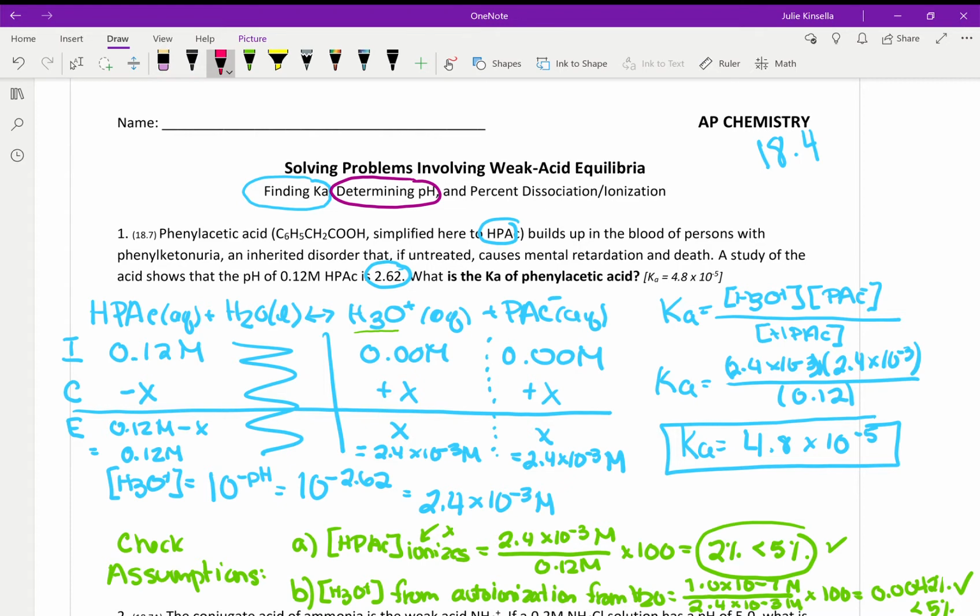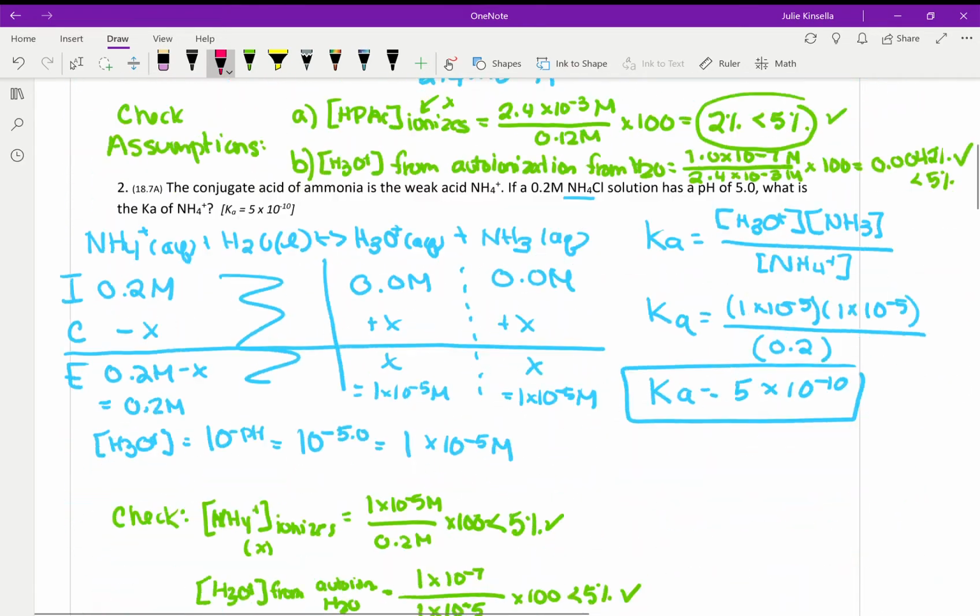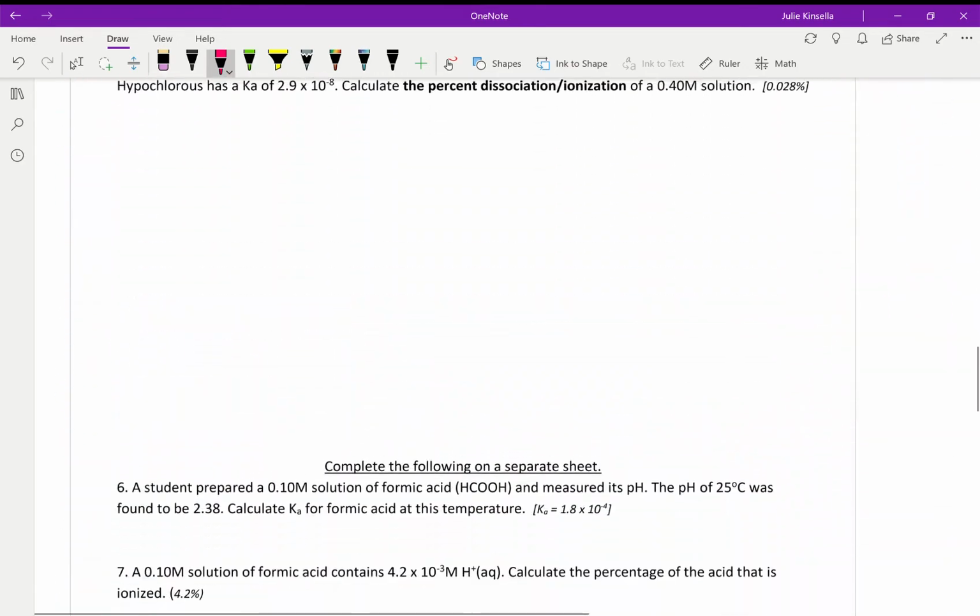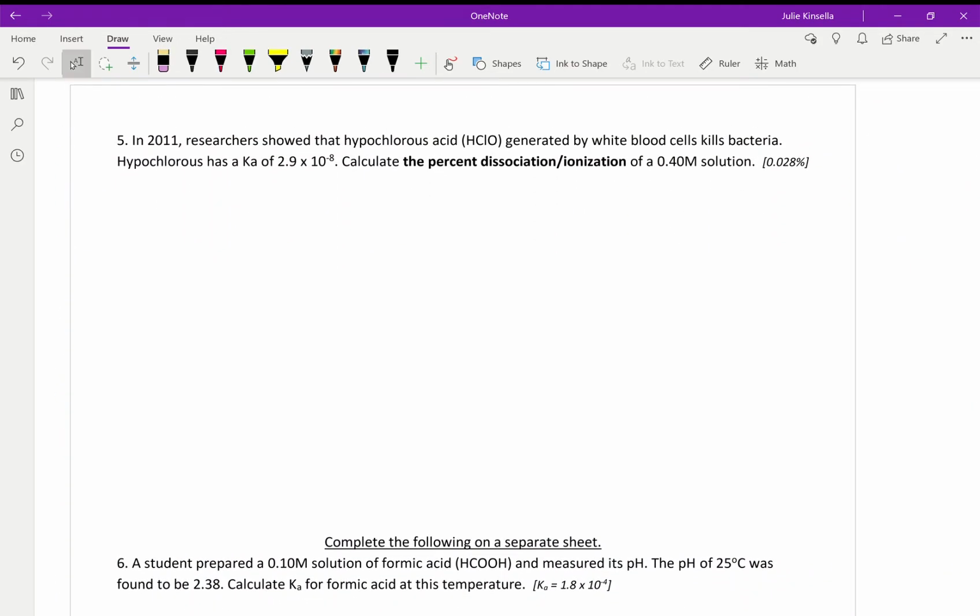Okay, this is our last video for our weak acid calculations. In this video, we're going to be focusing on the percent ionization of a weak acid. So if you can jump down to number 5 for me. So here we have hypochlorous acid. We're given the Ka of it, and then it wants us to find the percent ionization.